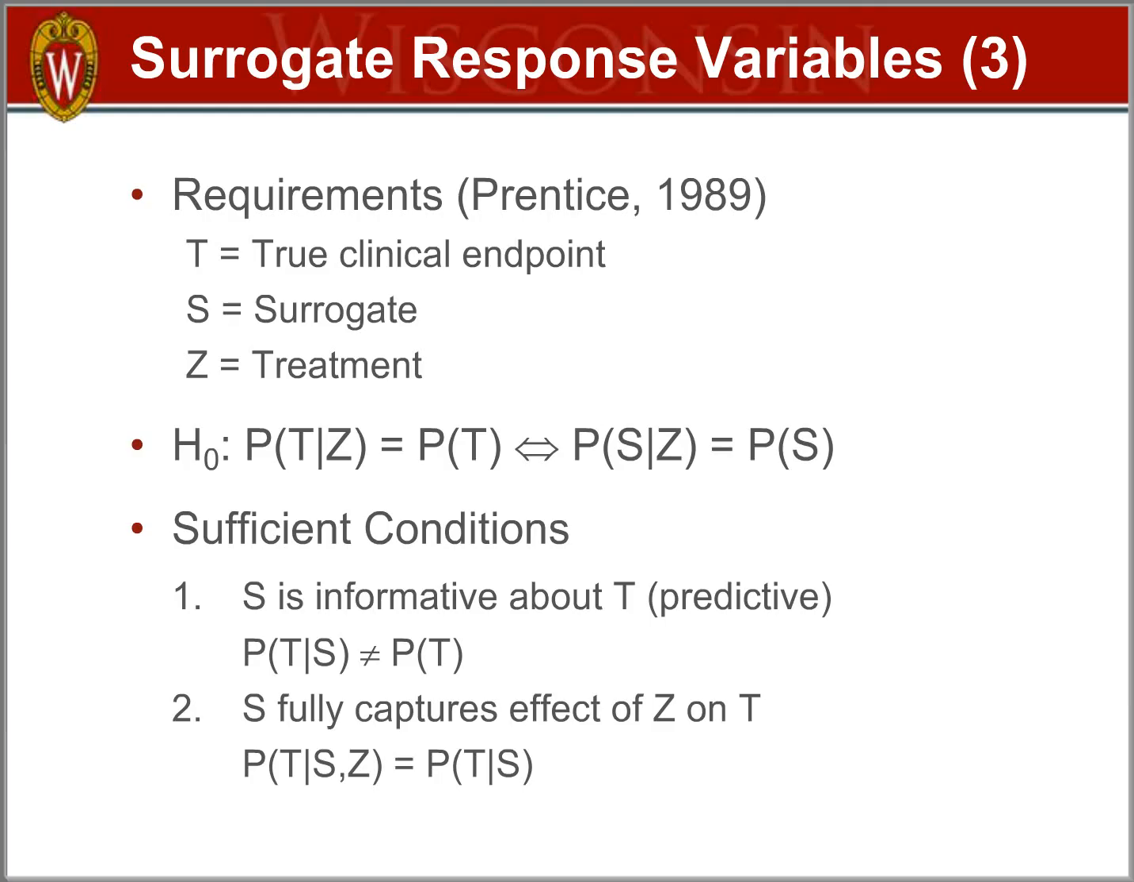For this to be true, the surrogate must fully capture the effect of the treatment, Z, on the true outcome, T. That is, if you're going to have this as the final exam, the final evaluation, then the surrogate must tell you everything you need to know about that treatment on the patient before you put it into practice. And we have many examples where that has not been true.